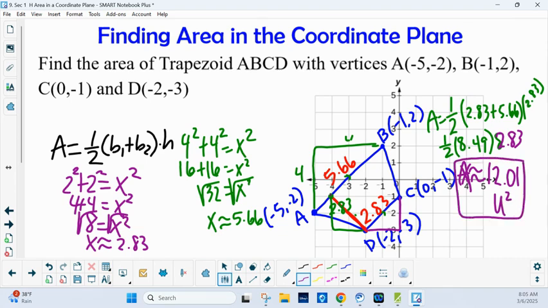Units squared. Okay, so trapezoids probably take the most time, but I think most of ours do have a vertical side or a horizontal side that we can just count and go from there. So I wanted to show you one that probably takes the most effort. It's doable, just takes time.